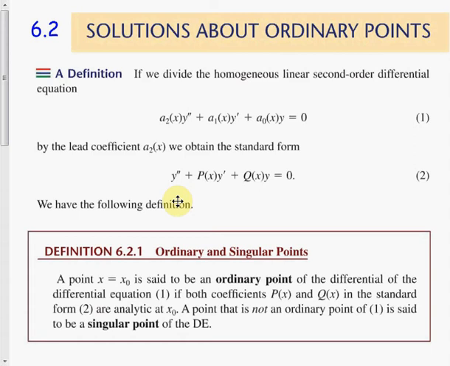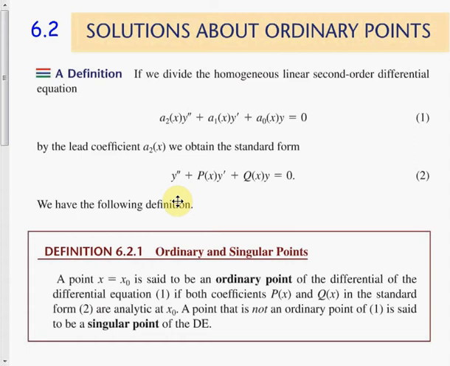If you divide everything through by that a sub 2 of x, then we have equation number 2, y double prime plus p of x, y prime plus q of x times y is equal to 0. We want to examine the nature of a sub 2 of x. What we're going to do is just basically set a sub 2 of x equal to 0 and solve for x.